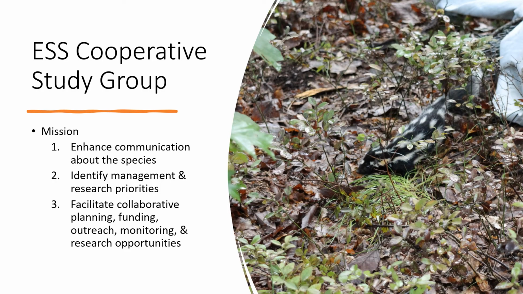For those of you not as familiar with the Eastern Spotted Skunk Cooperative Study Group, I want to take a little bit of time just to give you some background on who we are and what we've set out to do. Our mission statements are listed right there, and you can see that number 1, we want to enhance communication about the species. Second, we want to help identify management and research priorities. And then third, as a group, we want to help facilitate collaborative planning, funding, outreach, monitoring, and research opportunities among our members.